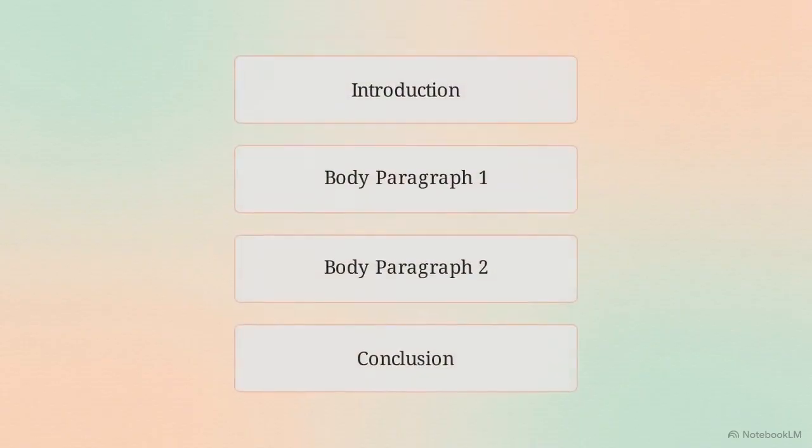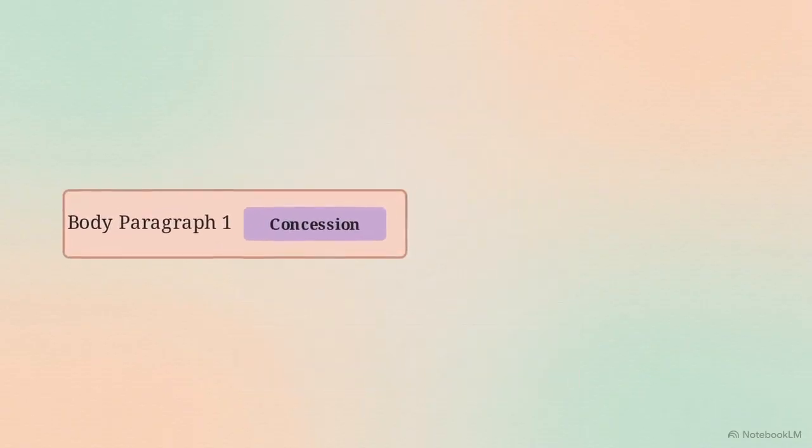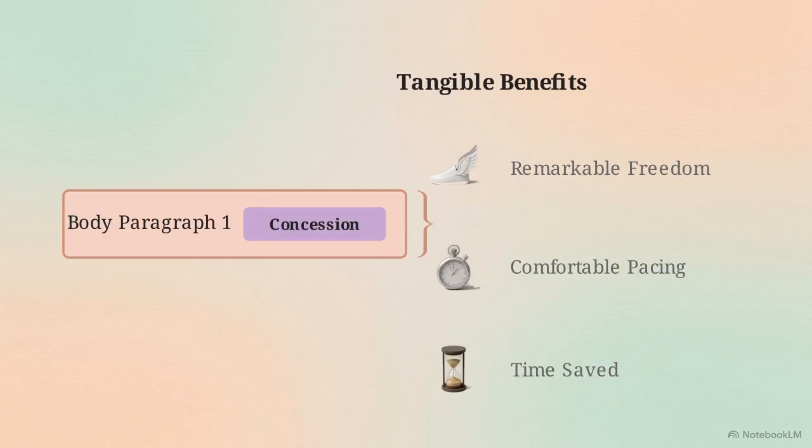A highly effective introduction avoids simply picking a side. Instead, it constructs a verifiable structural blueprint that dictates exactly how the subsequent argument will be built. Moving into the first body paragraph, the author uses a structural device known as a concession. They temporarily validate the opposing side by cataloging the tangible benefits of a personal vehicle: remarkable freedom, comfortable pacing, and time saved on daily commutes.